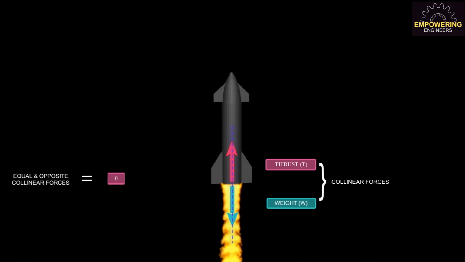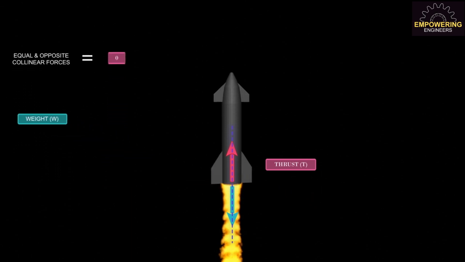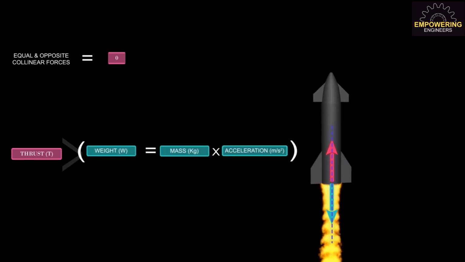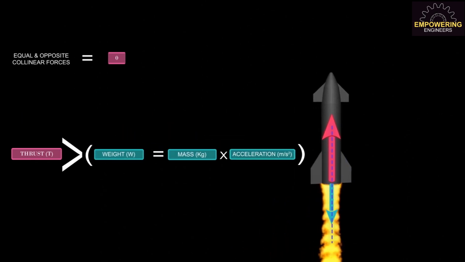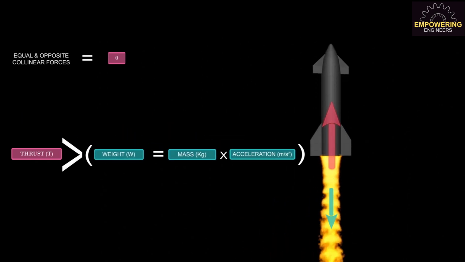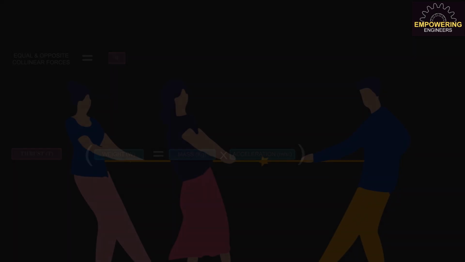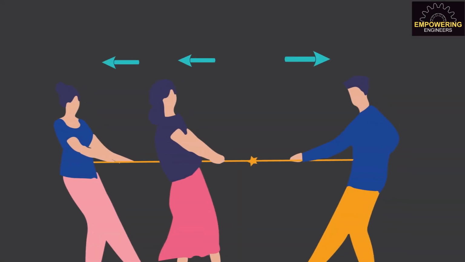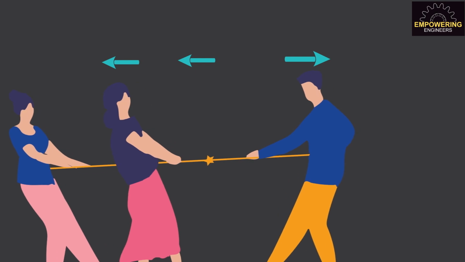The weight of the spacecraft due to Earth's gravity is the force applied on it while it is stationary. Weight is equal to mass times acceleration due to gravity. In order to lift Starship, the thrust force should be greater than its weight. The spacecraft then has the ability to lift from its place. Forces acting in the same direction, however, add up to a greater net force. Tug-of-war is a classic example of this.